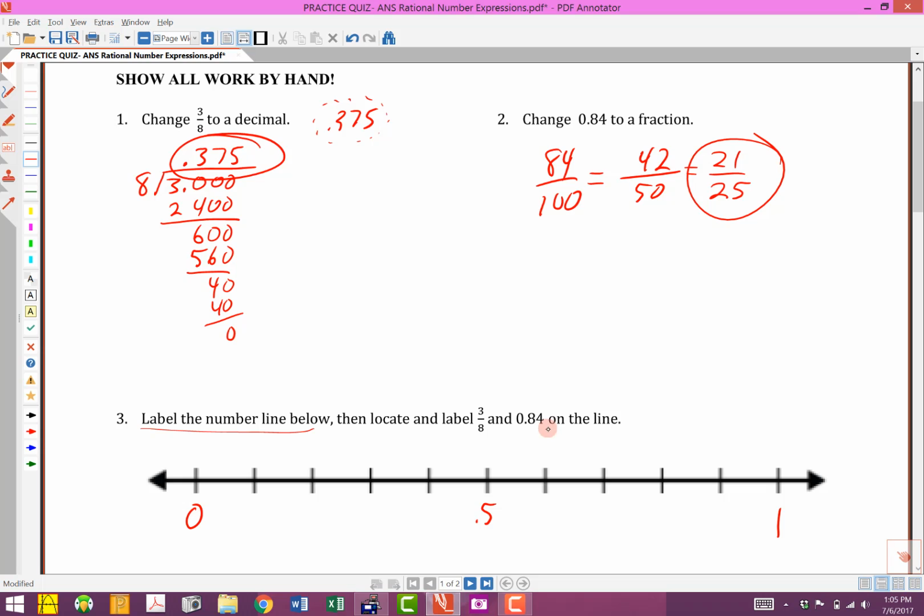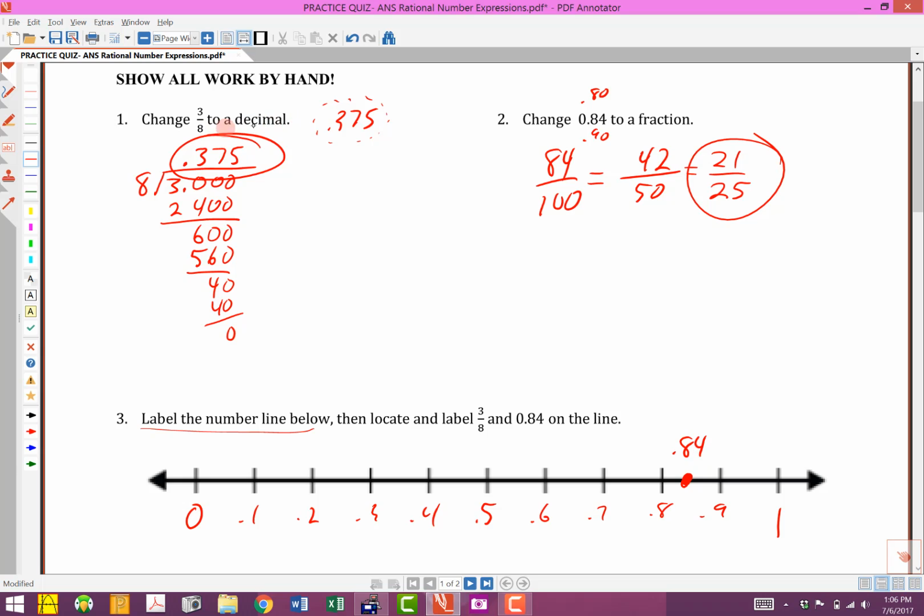Let's do 0.84 first. This is going to be in between, so this is 0.6, 0.7, 0.8, 0.9, 0.1, 0.2, 0.3, 0.4. It's in between 0.80 and 0.90. So just a tad, almost in the middle, but just a tad closer to 0.8 than 0.9. So we're going to put 0.84 right here.